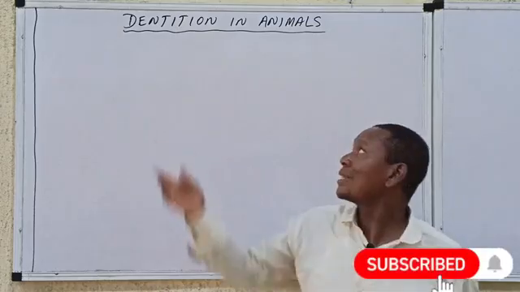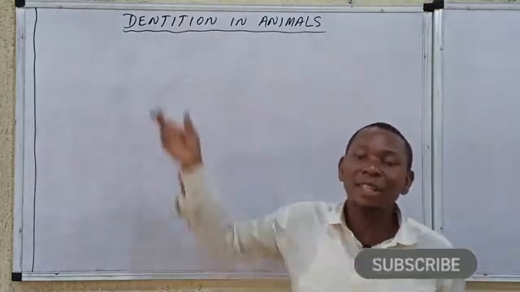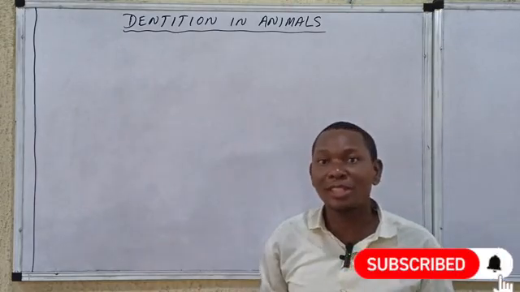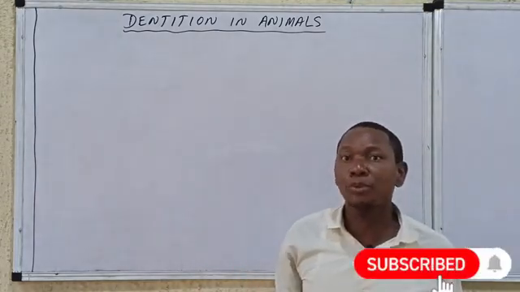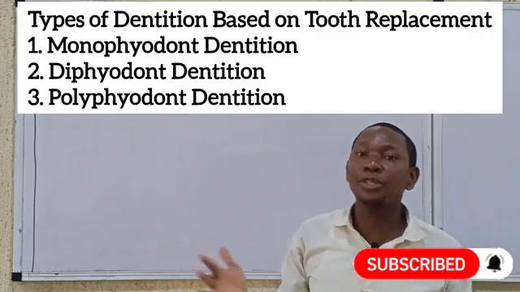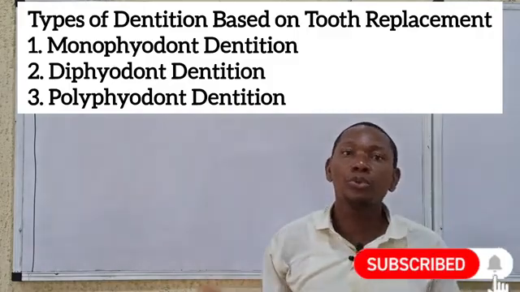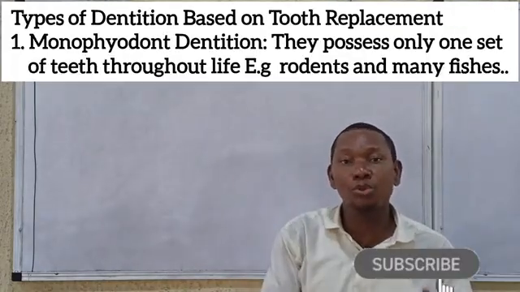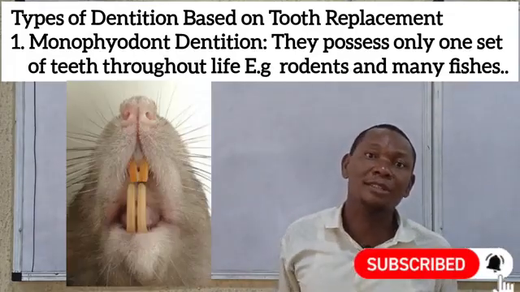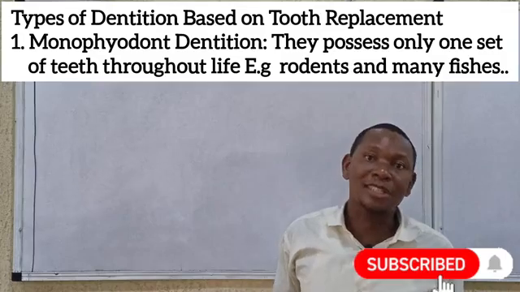Now, note that we have various types of dentition, and the term can be classified into various types based on different criteria. For example, based on whether the teeth are replaced or not, you can classify dentition into monophyodont dentition, where they possess one type of teeth all through their life, as we've seen in some fishes, even rabbits or rats.